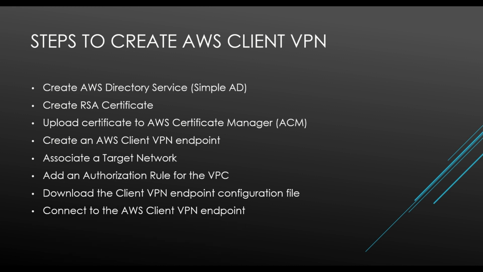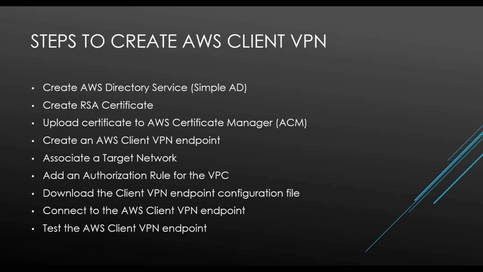Next, we need to connect to the AWS Client VPN endpoint. You can choose the Client VPN application from the AWS provided client and select the operating system of your choice. Once installed, we need to use the VPN client configuration file that we have downloaded in the previous step to connect to the AWS Client VPN endpoint. Next, we can test the AWS Client VPN endpoint.